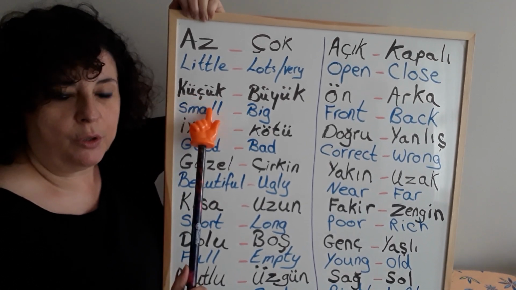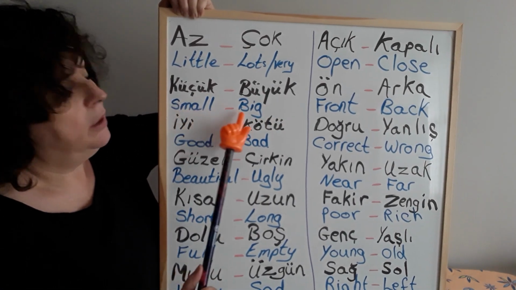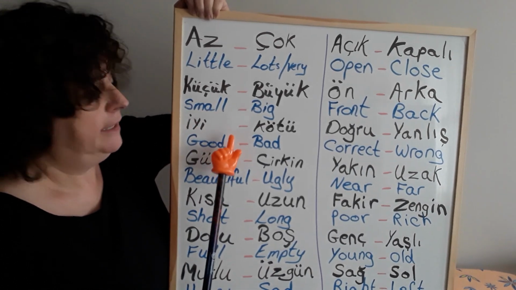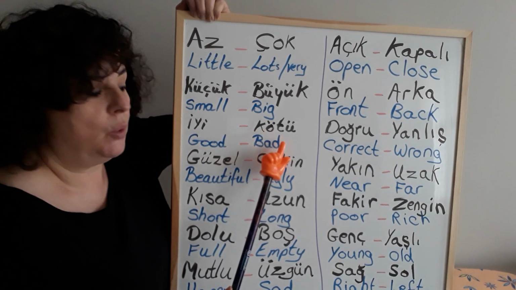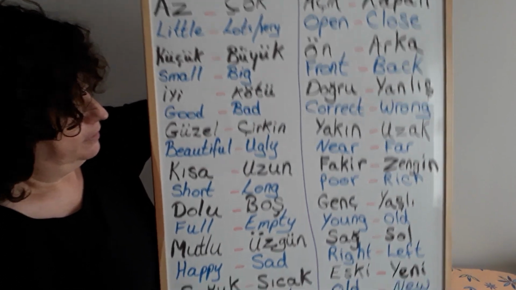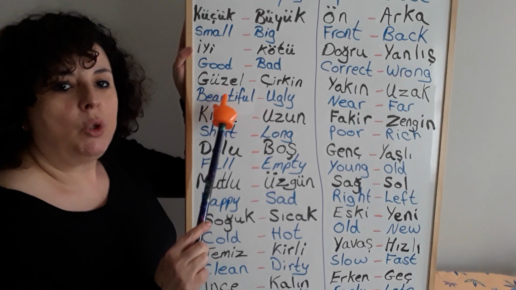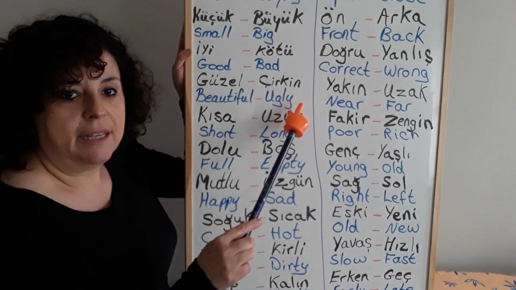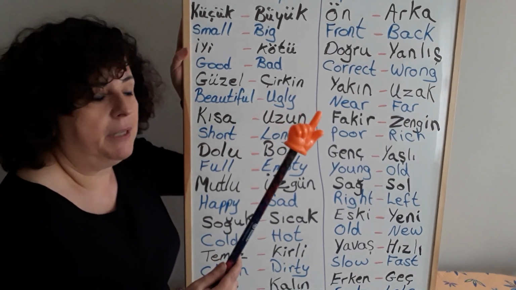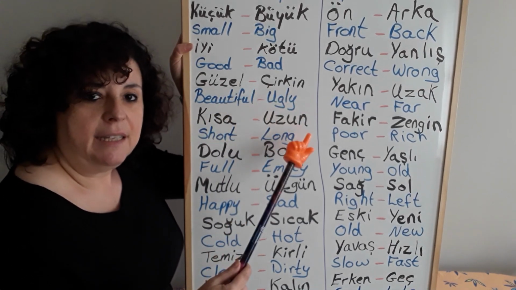Küçük, büyük. Small, big. İyi, so it's like the letter E, kötü. Good, bad. İyi is good, kötü is bad. I think you can see the rest if I put it back up here. Güzel, çirkin. Güzel is beautiful or pretty or nice. It can mean any of them. Çirkin is ugly.